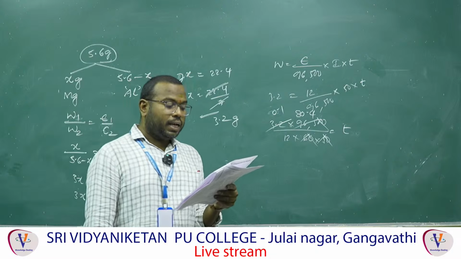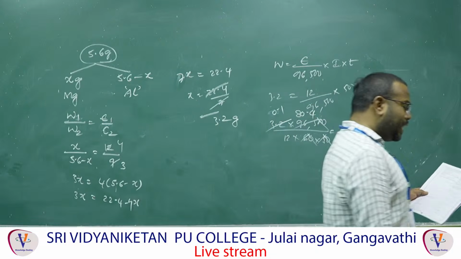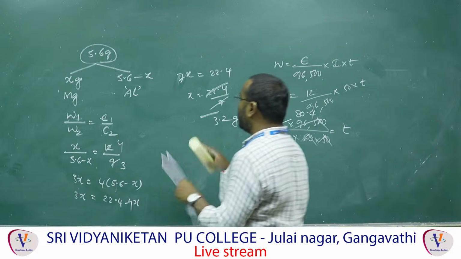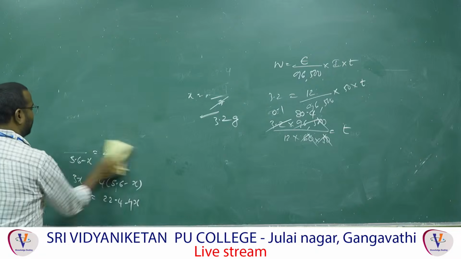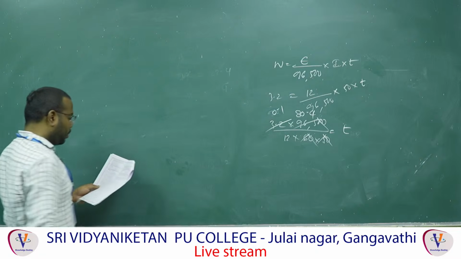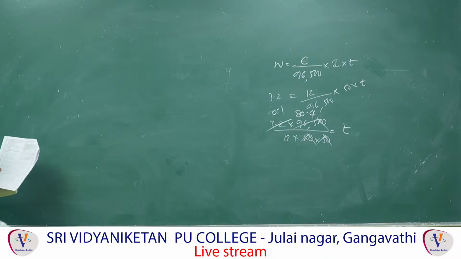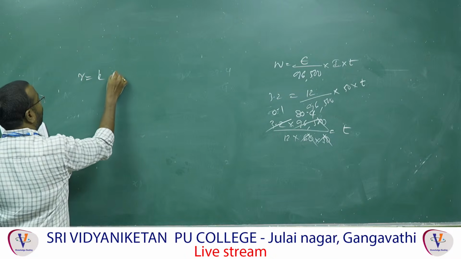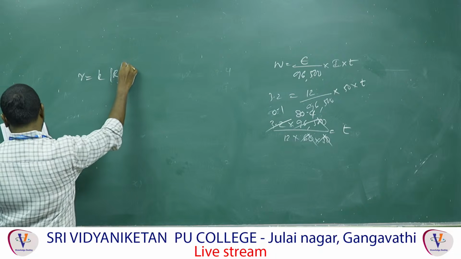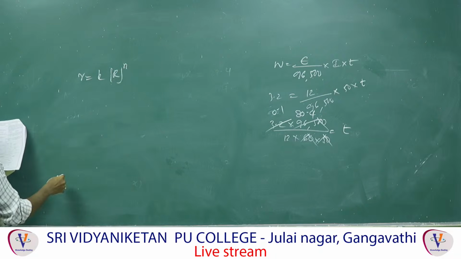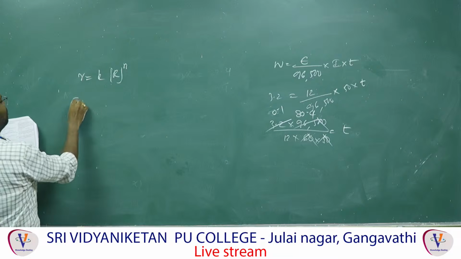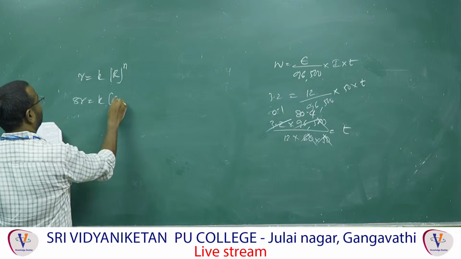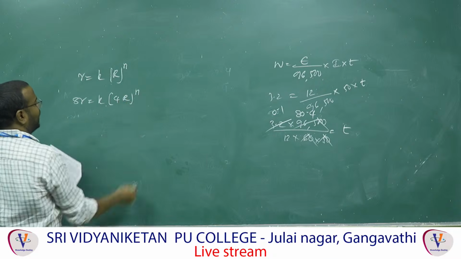80th question. The rate of a reaction increases 8 times when the concentration of the reactant increases 4 times. Is a question. Let's solve this. What we do is, we will write the rate law first, an imaginary rate law. Rate equals K times concentration of the reactant R to the power n. Rate of reaction increases 8 times, so 8R. Concentration of the reactant changes 4 times, so 4R power n.